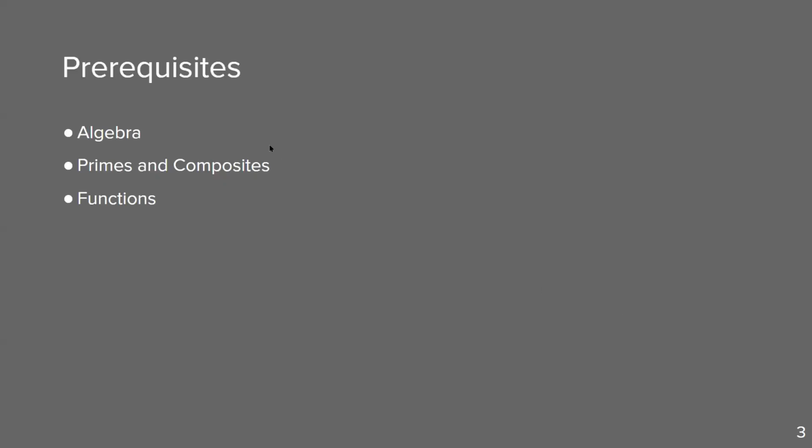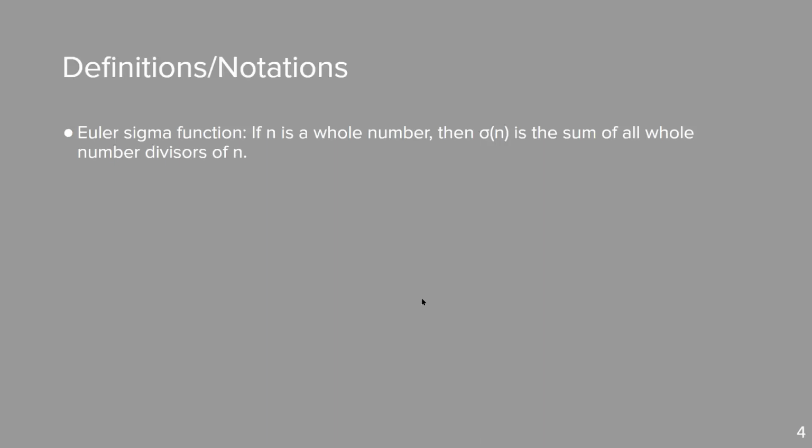The prerequisites are algebra, primes and composites, and functions. The definitions and notations discussed in this paper are: the Euler sigma function. If n is a whole number, then sigma of n is the sum of all whole number divisors of n. For example, if n is equal to 10, then sigma of n will be 1 plus 2 plus 5 plus 10.